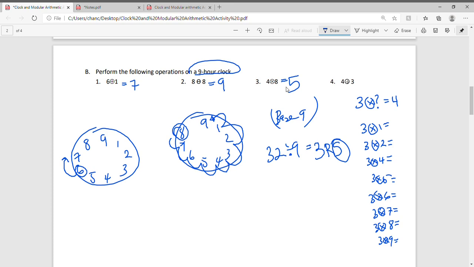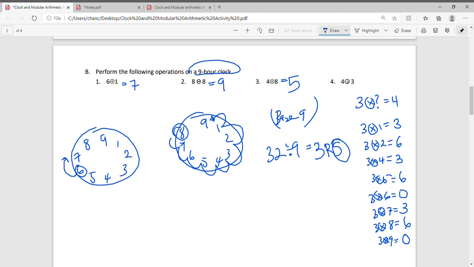This one is 3 times 1, which is 3. 3 times 2 is 6. 3 times 4 is 12, but that is equivalent to 3 when you divide it by 9. 3 times 5 is 15, and 15 is equivalent to a remainder of 6 when we divide it by 9. 3 times 6 is 18, but when we divide it by 9, we have a remainder of 0. 3 times 7 is 21, but when we divide it by 9, we have a remainder of 3. 3 times 8 is 24, with a remainder of 6. 3 times 9 is 27, but the remainder is 0 when we divide by 9.